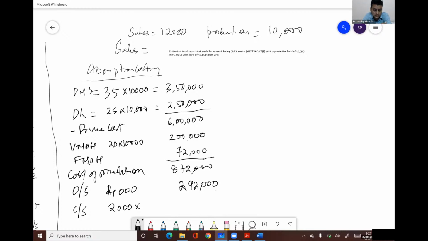This month, how much is the production cost? 8,72,000 for how many units? 10,000 units. For 1 unit, how much? 87.2. For 2,000 units that is how much? 1,74,400. So what do you have now?